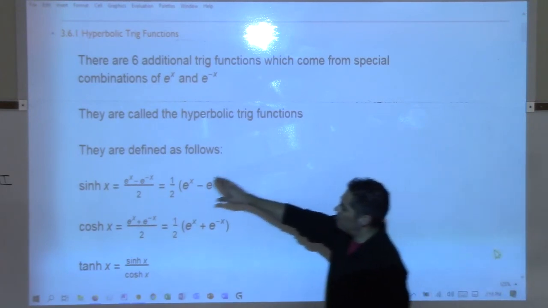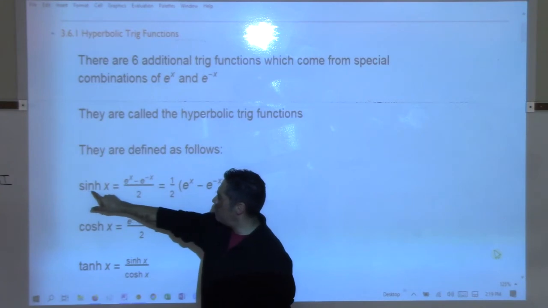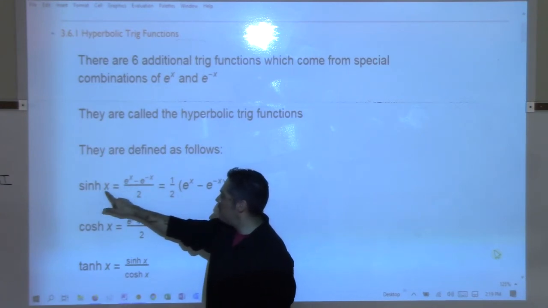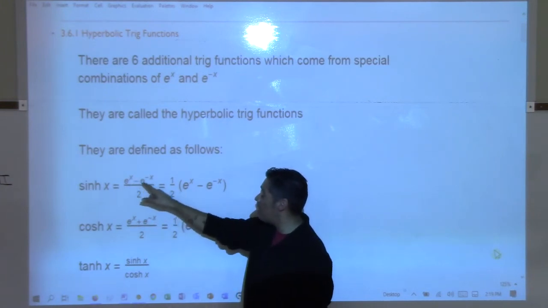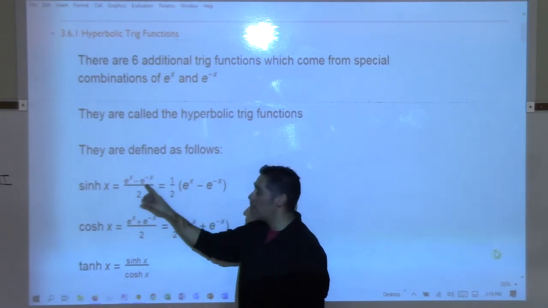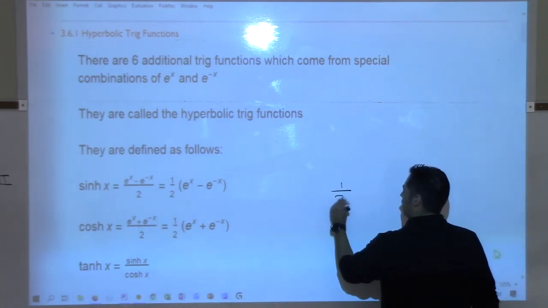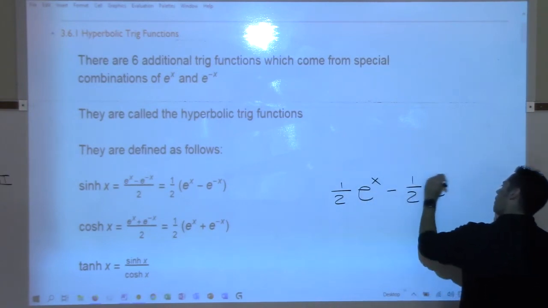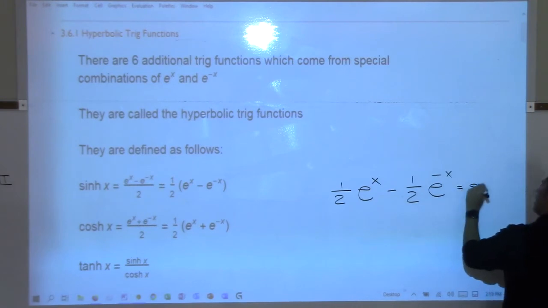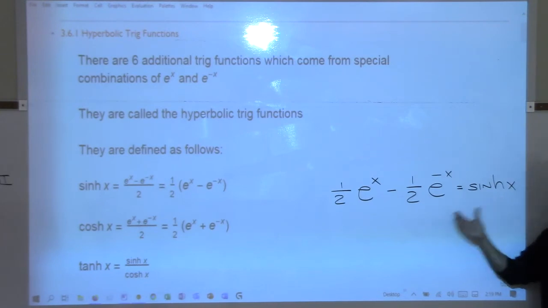So this is the notation we use for the hyperbolic sine function: sinh of x. The definition of the hyperbolic sine function is you take e to the x, you subtract from it e to the negative x, and you divide the whole thing by 2. Let me write that out a different way. This is what the hyperbolic sine function is defined to be. That's its definition.